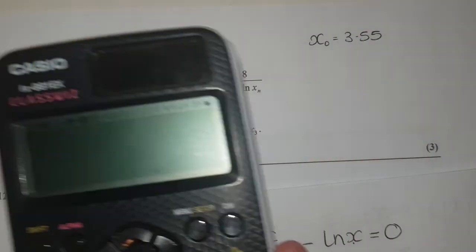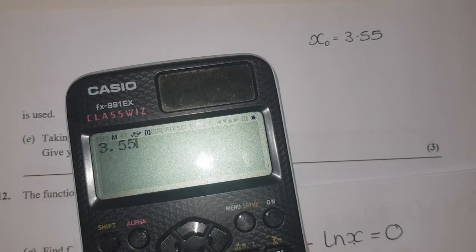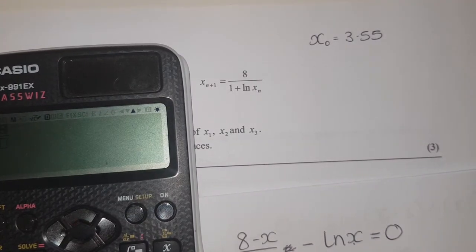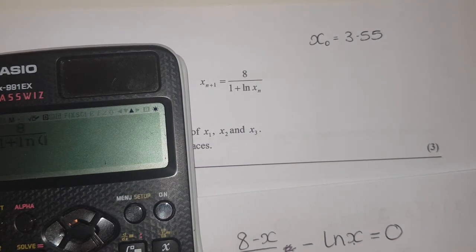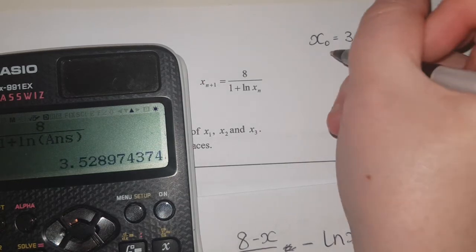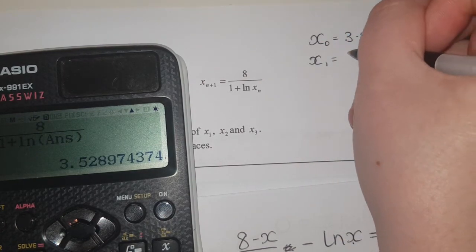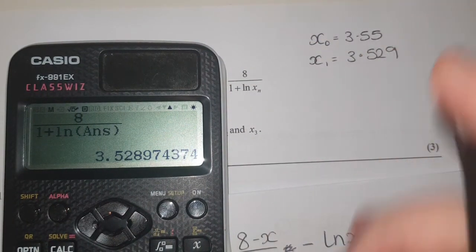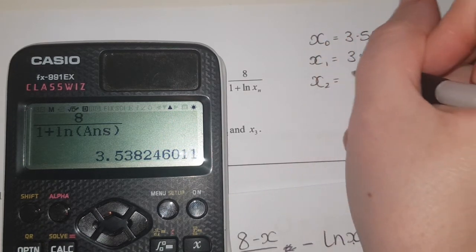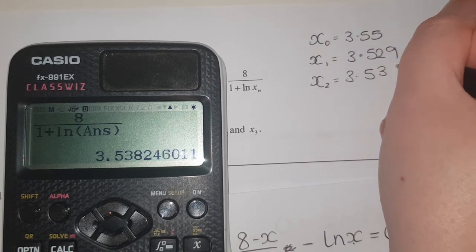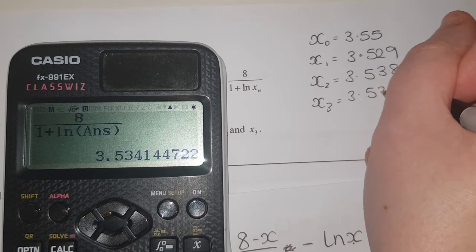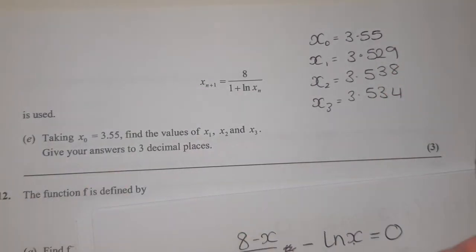And if you set your calculator up right in the first place, so 3.55 equals, so it's in the memory of your calculator. Okay, and we're just going to set this up as 8 over 1 plus ln of the answer. It means all you need to do is keep clicking equals. So the first one, we're given to 3 decimal places, so 3.529, click equals again. Next one is 3.538, and next one, x3 is 3.534, and it's as straightforward as that. That should hopefully be a nice easy 3 marks to pick up in any exam.